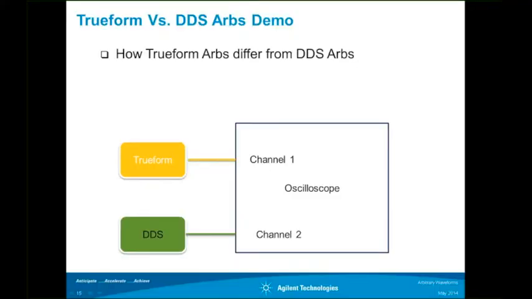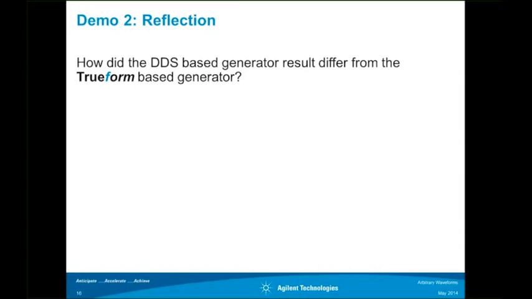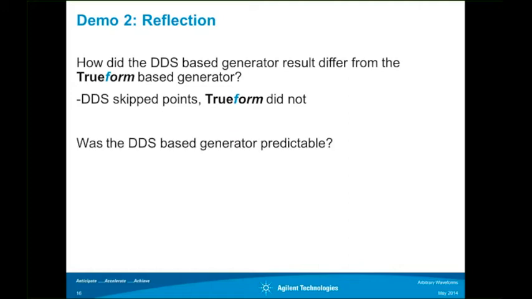So I'm going to pop back over to the presentation, and we'll do a little bit of a reflection here. How did that DDS-based generator differ from the Trueform? Trueform really did output all of the points that we designed in our signal. However, the DDS actually started to skip points, and we saw that with those glitches that I had designed in.